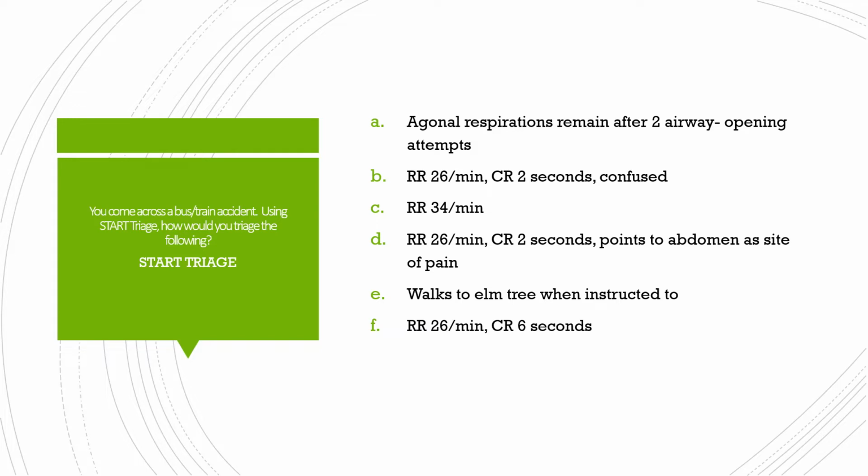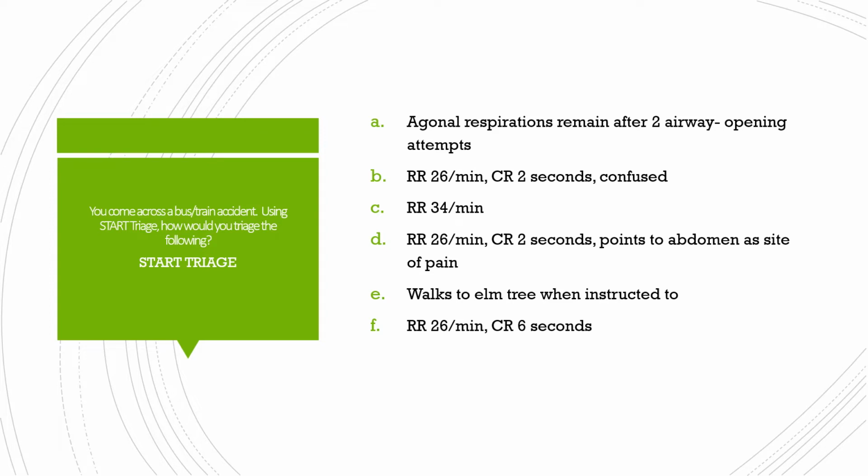Okay, so you come across the bus train accident using the START triage. How would you triage the following people? So the first one has agonal respirations remain after 2 airway opening attempts. So I'm going to give you a couple seconds to think about it. Okay, if you said black, that would be correct. Remember, agonal respirations are not good. You've tried to reattempt to open the airway twice and nothing happened. So this person is going to be considered black and comfort measures only.